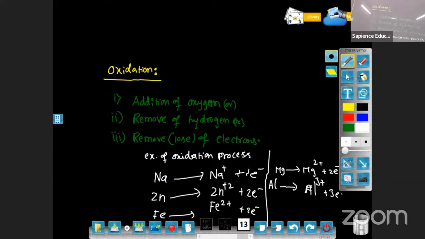Lead and iron, 2 valency. Already +2. You mean this? This also is oxidation. Very simple. Is it lost electron or not? Check. Fe2+ means here lost 2. But when it became this, lost 3 electrons. It means overall lost electrons, so we say oxidation.